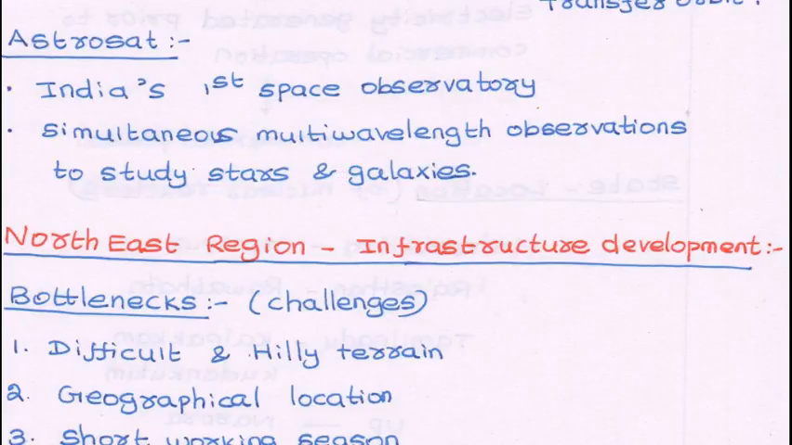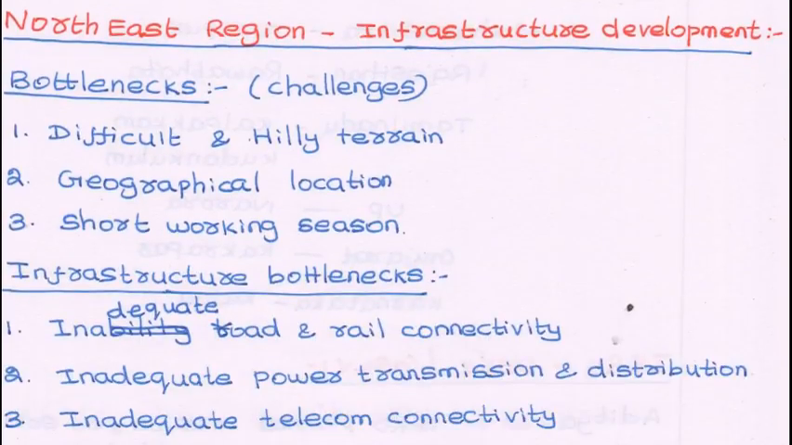Now let's move to the northeastern region and infrastructure development. What are all the bottlenecks to the development of infrastructure in the northeastern region? There are so many challenges for constructing infrastructure in the northeastern region. Compared to the mainland of India, the northeastern region is a difficult one because it has difficult and hilly terrain. There are so many hills in the northeastern region, so it's difficult to construct roads and rails, and also because of its geographical location.